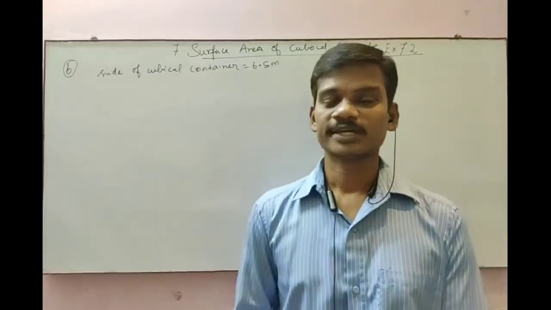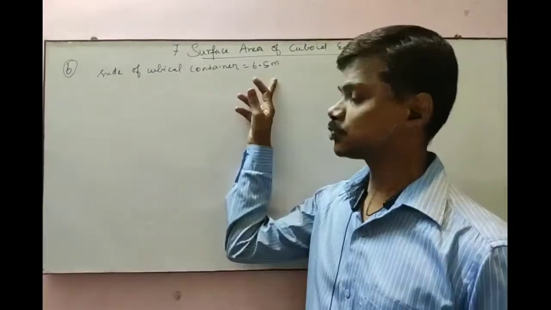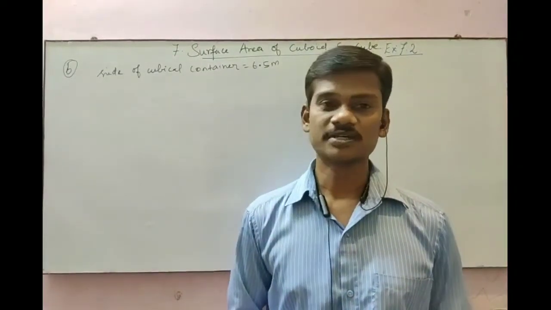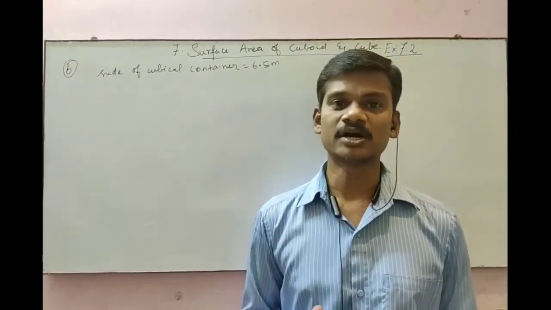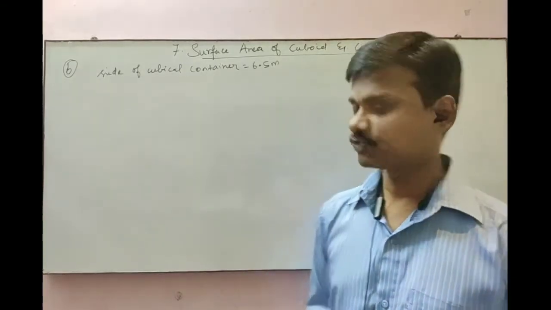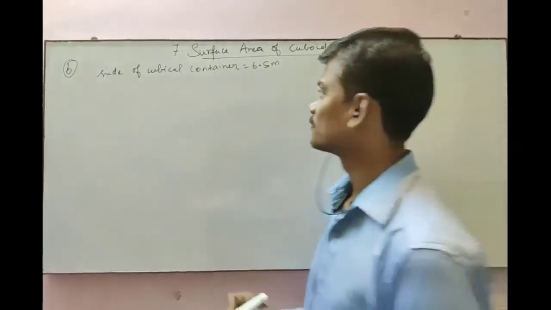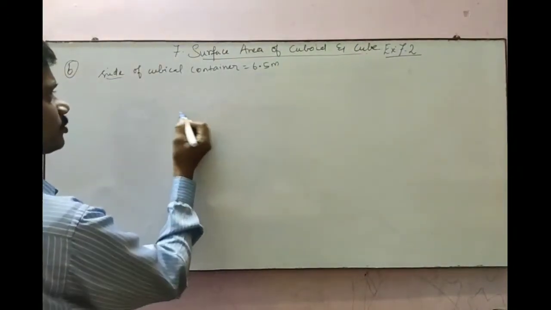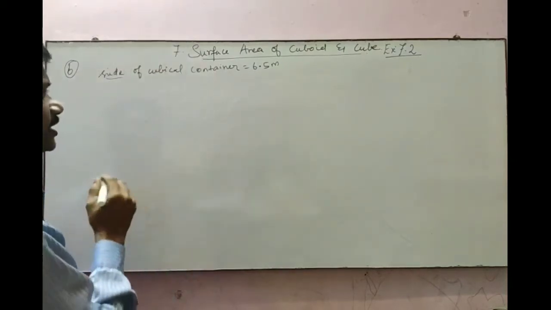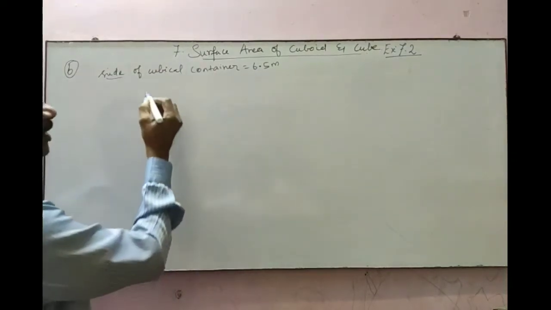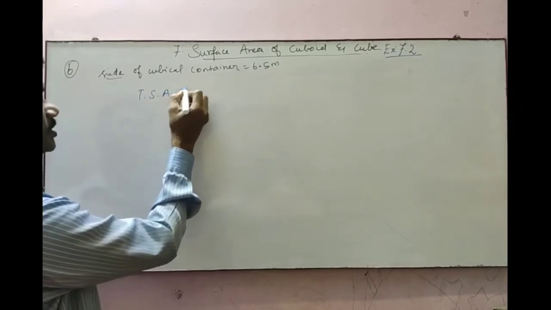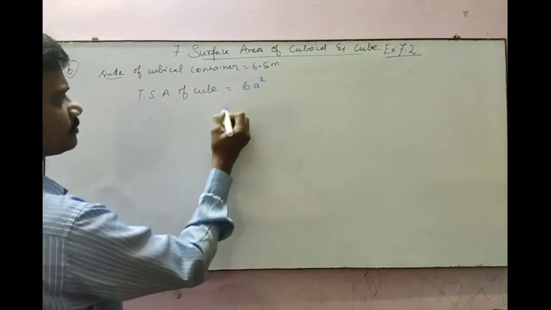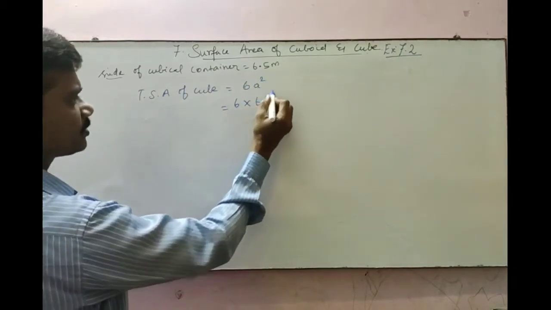Next, in the sixth sum, a cubical container of side 6.5 meter is to be painted on the entire outer surface. Find the area to be painted and the cost of painting at the rate of 24 rupees per meter square. In the question the side is given, that means a is 6.5 meter. We have to find the entire cube, so we have to use the TSA. What is the formula to find the TSA of cube? The TSA of cube is 6a square. So 6 into 6.5 square.